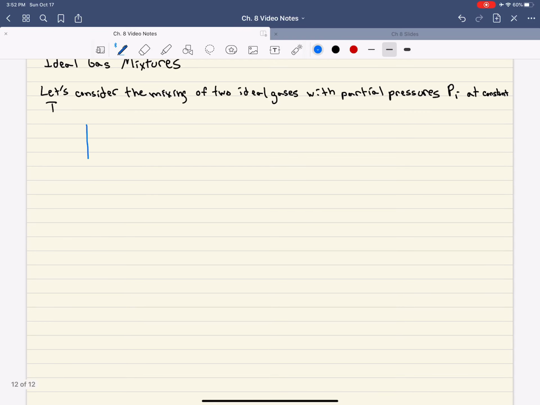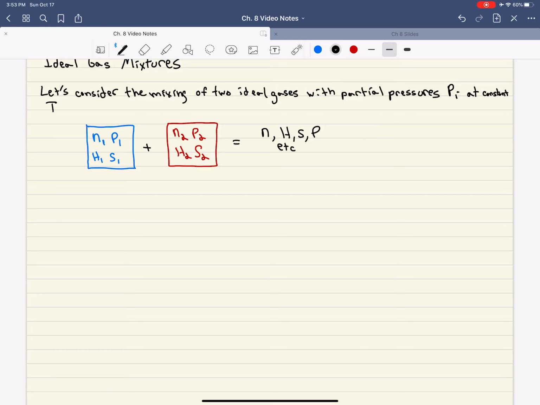Say we have one gas that has species 1, moles 1, pressure 1, enthalpy 1, and entropy 1. And we're going to be mixing it with gas 2, which has moles 2, pressure 2, enthalpy 2, entropy 2. And in the end, they're going to form some mixture that has total N, H, S, and pressure, and other thermodynamic properties as well.